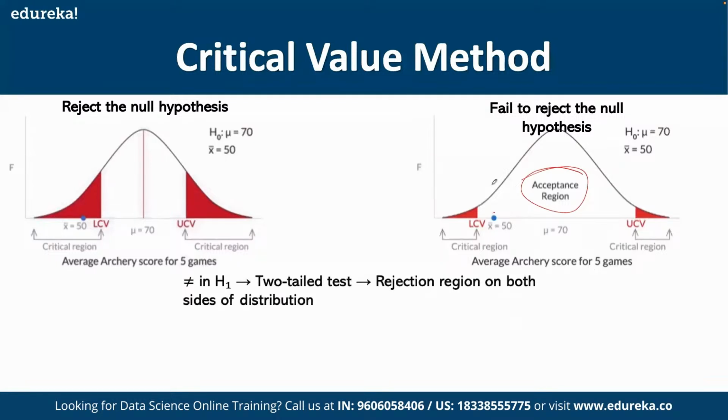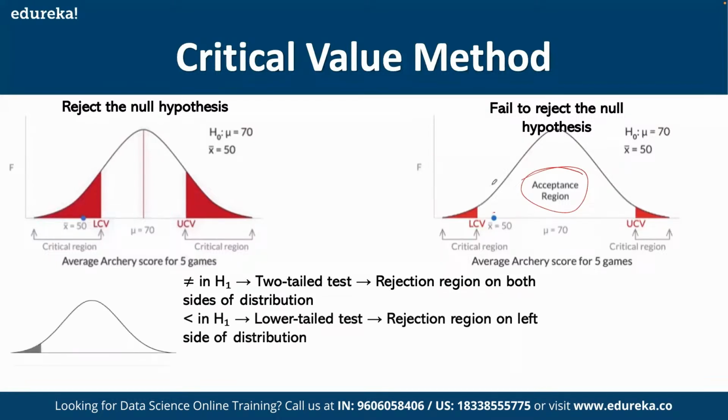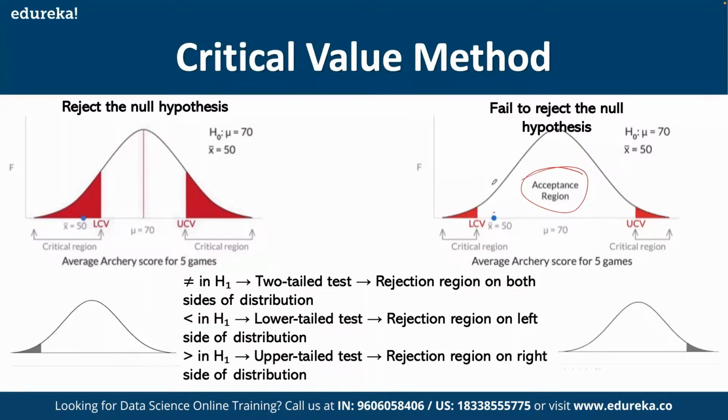If I've got any value which appears in that red region, that's a region where we would say that we are going to reject the null hypothesis and we follow the alternate hypothesis. That's the overall idea in this scenario.